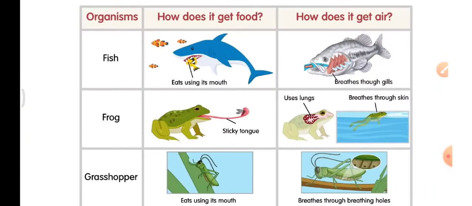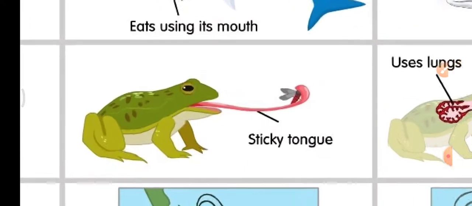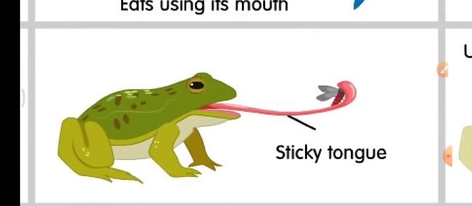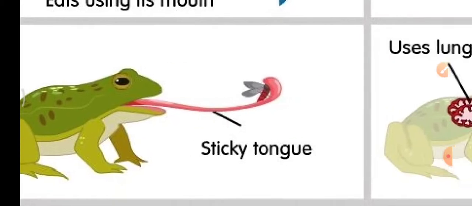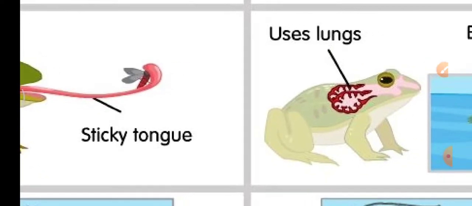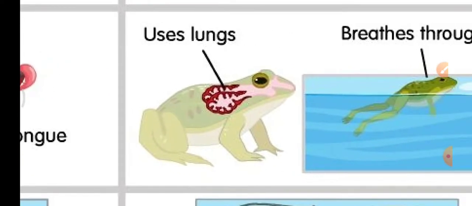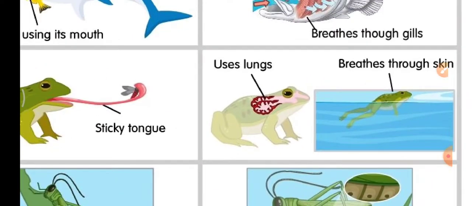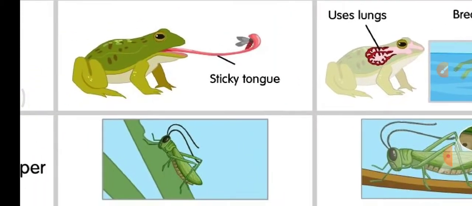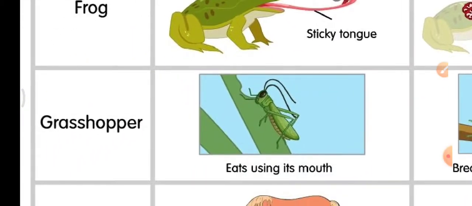The second organism that we are going to learn about is the frog. How is it taking its food? It has a very long, sticky tongue with which it catches the flies and takes in the food. So how does the frog breathe? Frog has lungs, and it also breathes through its skin. You can look at the picture here of the frog.